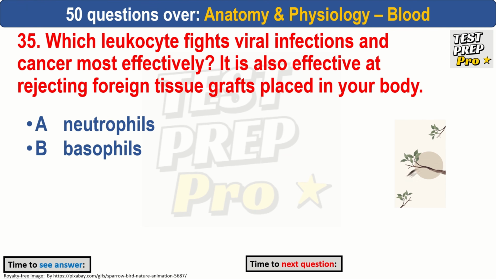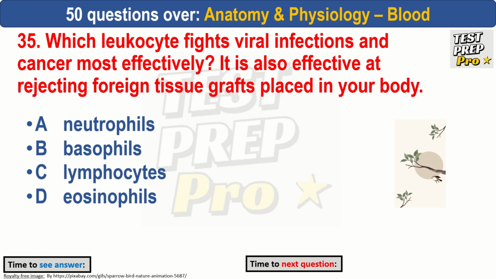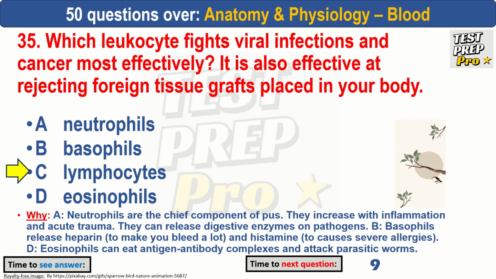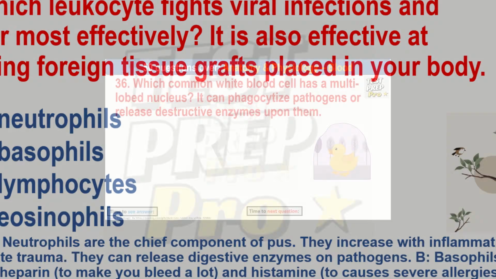Which leukocyte fights viral infections and cancer most effectively? It is also effective at rejecting foreign tissue grafts placed in your body. Is it A, neutrophils, B, basophils, C, lymphocytes, or D, eosinophils? So again, which one will help you fight viruses like the flu? That's going to be lymphocytes. And you have many subtypes of this, like helper T lymphocytes and cytotoxic T lymphocytes. There are many, many types that you have to help you.